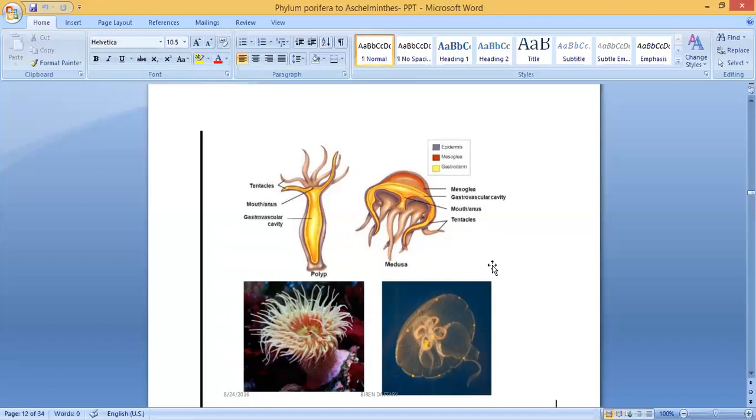It is umbrella shape. Here you can see the mesoglea. In the previous class I explained that between the ectoderm and endoderm there is a part called mesoglea. Then the yellow colored part is the gastrovascular cavity. Here you can see the gastrovascular cavity. There is only one opening, acting as a mouth as well as anus. And these are the tentacles. Clear?